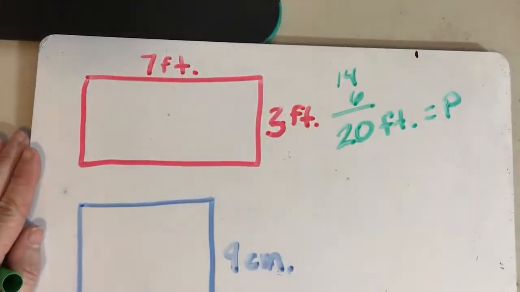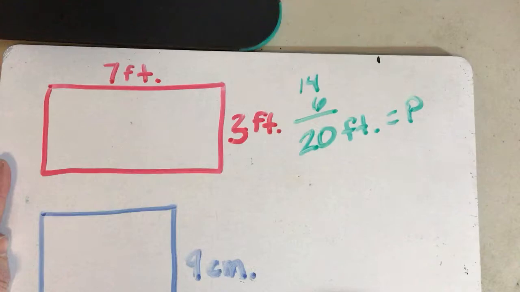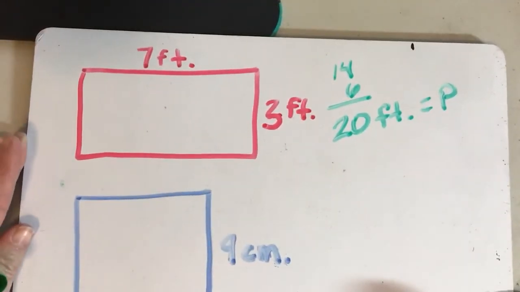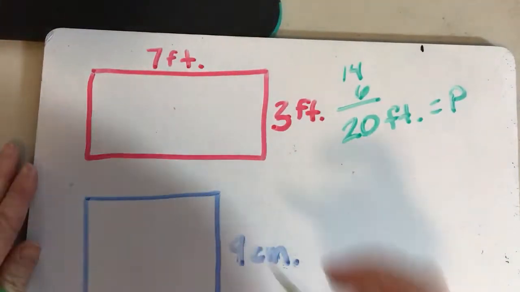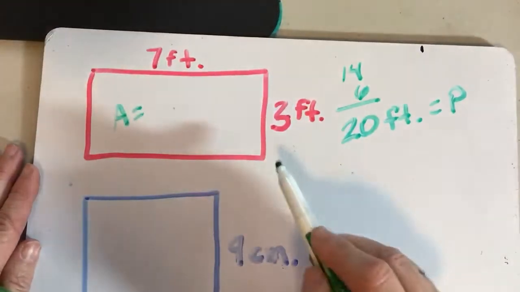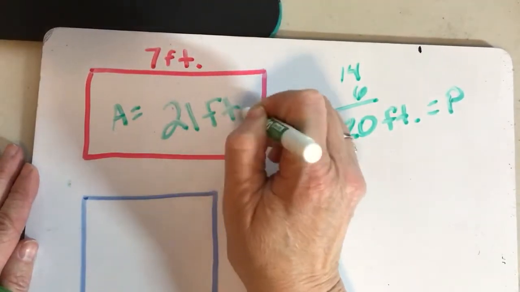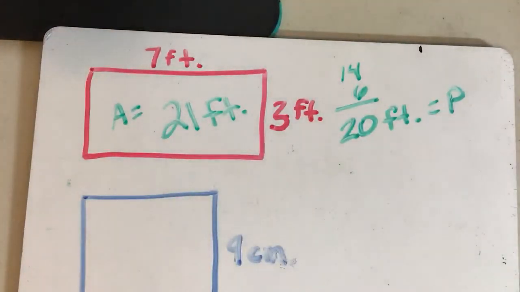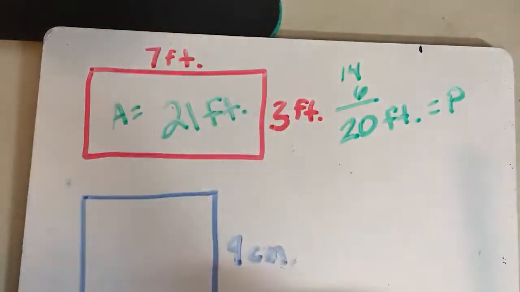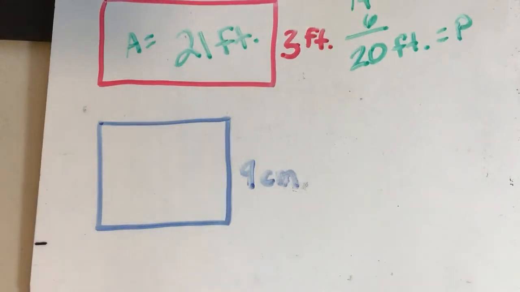That is our perimeter, okay? All right, if I want to know what the area is, length times width. So my area would be 7 times 3, which is 21 feet. All right, and let's look at doing the area and perimeter of our square.